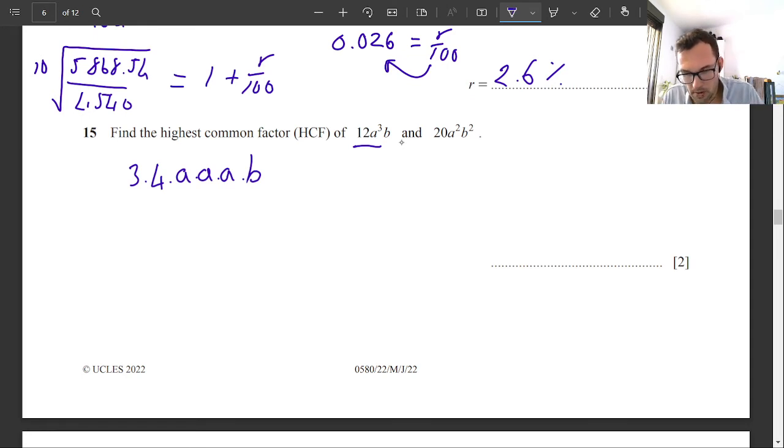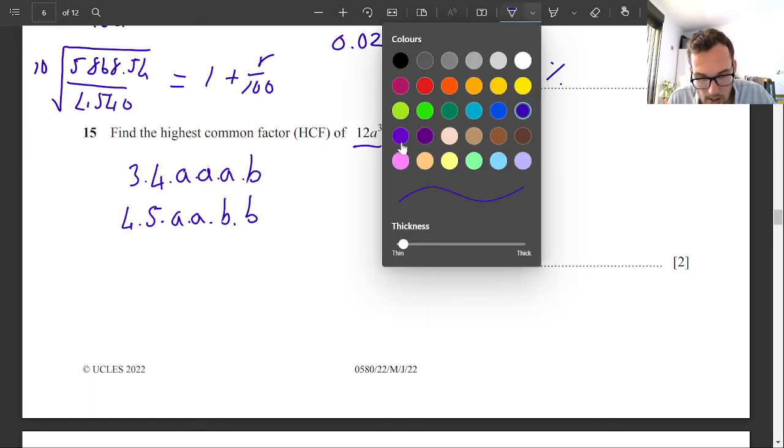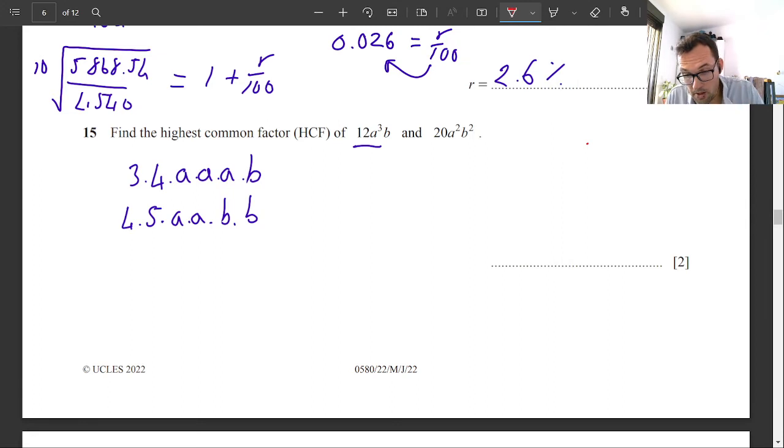And what about 20? 20 can be 4 times 5. And then we got A times A, because it's A squared. And then we got B times B, because it's B squared. Now, those are the factors of the two things. So all we need to do now is get the common factor. Okay, so we don't factor now, we do common. What do they have in common?